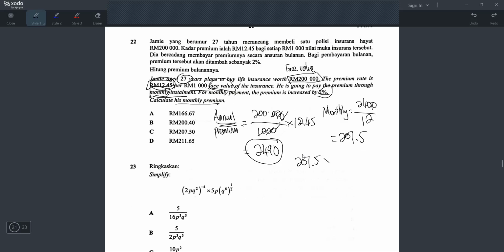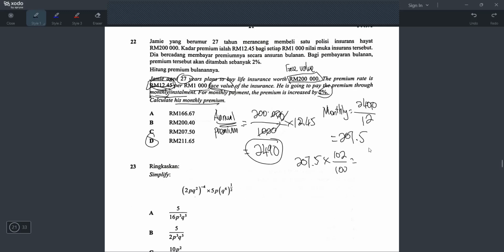If you increase 2%, it means you darab dengan 102%. Because when you darab dengan 2%, you still have to plus with the original value. So why not you terus find 102%? Because increase 2% means you are taking 2% plus with the original price. It means 2% plus with 100% of the price, which is 102%. So if you calculate like this, it's faster, right? So times with 102 divided 100. So the answer would be 211.65. So the correct answer here is D.